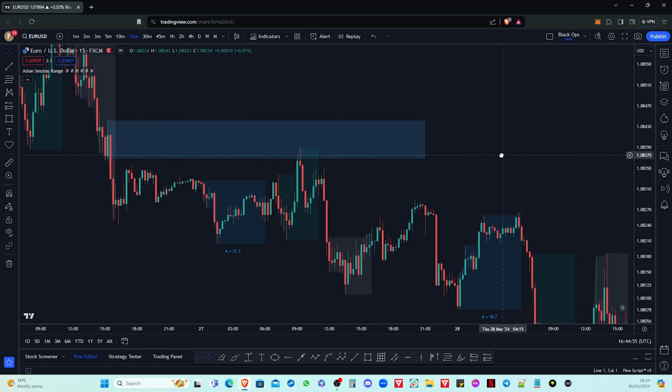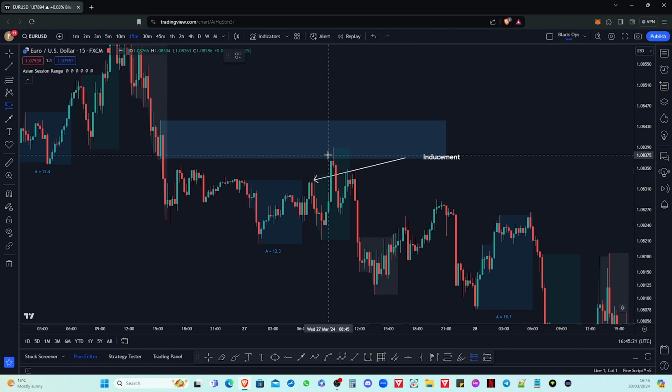But what did I see? I saw above that we have a very nice supply zone, and price induced here, so that was your inducement. So again, I'll mark it out very simply, just do it that way around. Inducement, and then price taps into the POI and then rips lower. So that's where I took the trade.